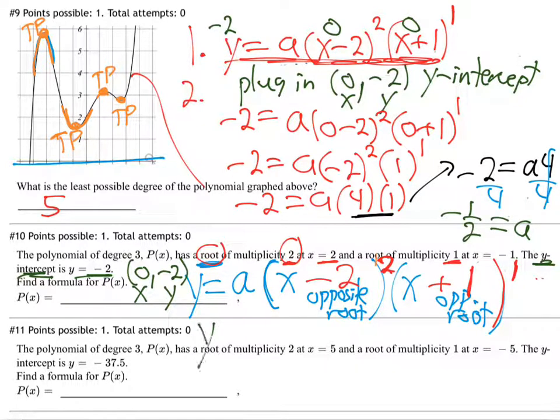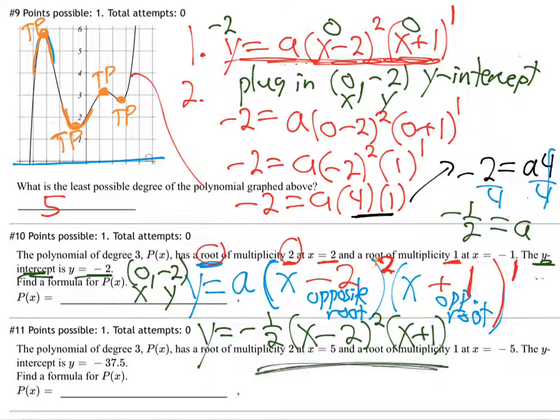So what's our function then? We're done. It's negative 1/2, the a in the front. A is always the coefficient in the front, right? Negative 1/2, x minus 2 squared, x plus 1 to the first power. There it is. There's our function.